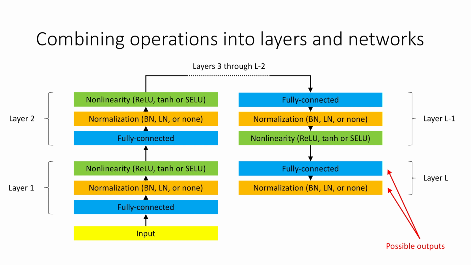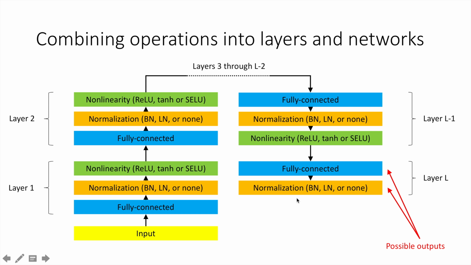We combine these operations into layers and networks. We let each layer be composed out of, first, a fully connected linear operation, then a normalization operation, which can be either batch norm, layer norm, or none, where none corresponds to an absence of normalization, and finally a nonlinearity operation, which can be either ReLU, TanH, or CeLU. We stack big L number of layers, all of which have the same form, except the last layer, which does not have the nonlinearity operation.